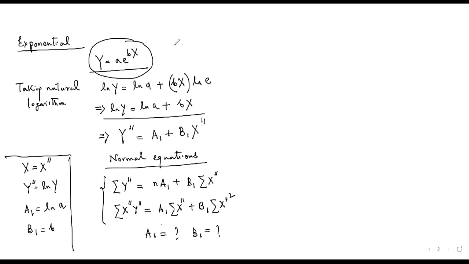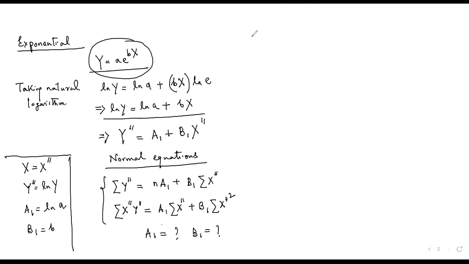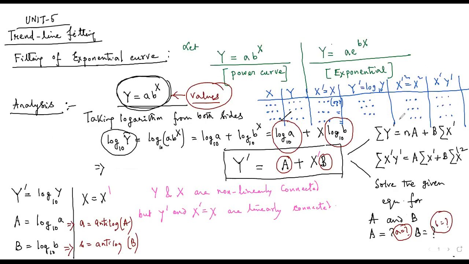One more thing. Make sure that whatever is there in this particular normal equation, similarly, you have to construct your table. As per the requirement of the equations, you have to construct the table just as I have shown over here. So in this manner, we can fit a trend with respect to power curve and exponential curve.